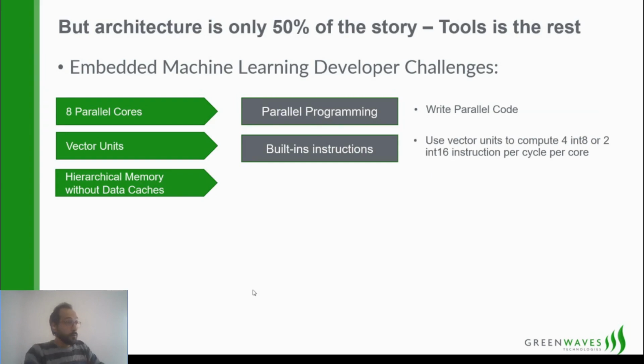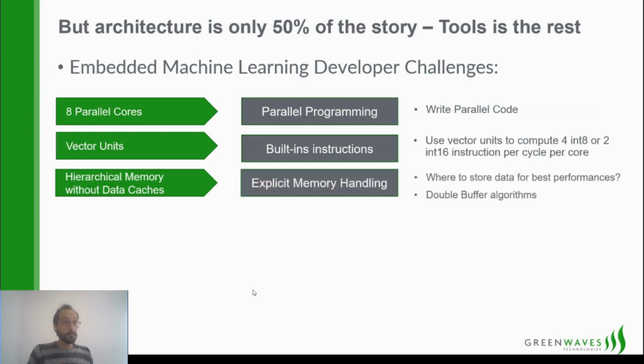Also, we've just seen that we have these hierarchical memories. And so the data movement should be done by hand. So when you start your application, the data is in flash. Actually the code is loaded, and then the data also. And then you put data in L2 or L3, and inside L1.